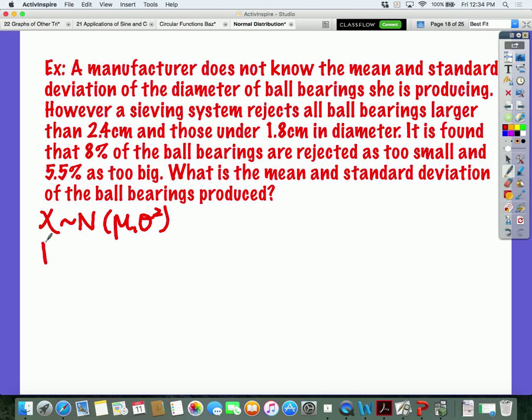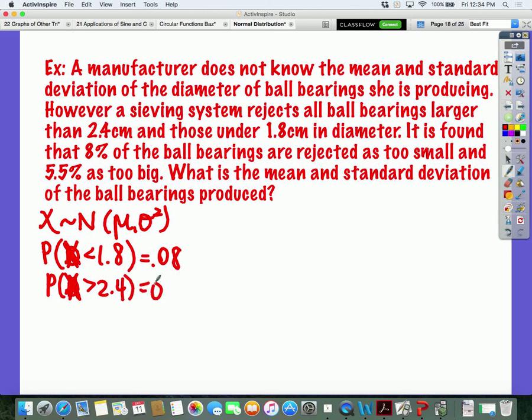However, we do know that the probability that the balls have a diameter less than 1.8 is 8%, so that's 0.08. And we also know that the probability that the diameter is greater than 2.4 is 5.5%, so that is not 0.55, but 0.055. We know those probabilities.